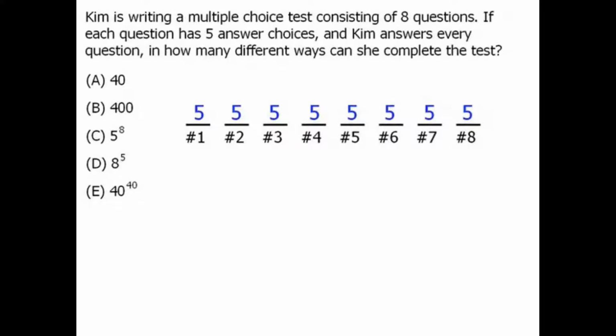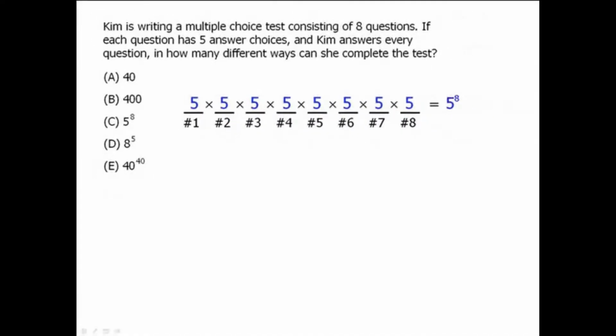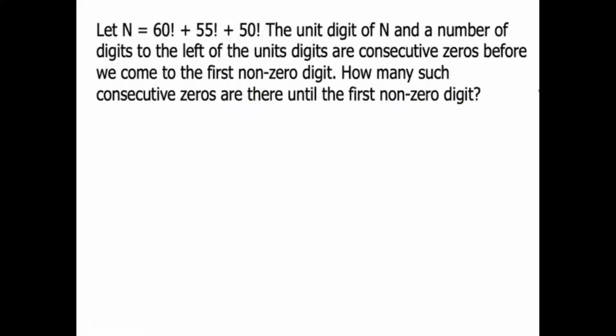The total number of ways to complete all 8 stages will be the product of these values. When we multiply these together, we get 5 to the power of 8, so our answer is C. Let's have a look at this particularly tricky problem here.